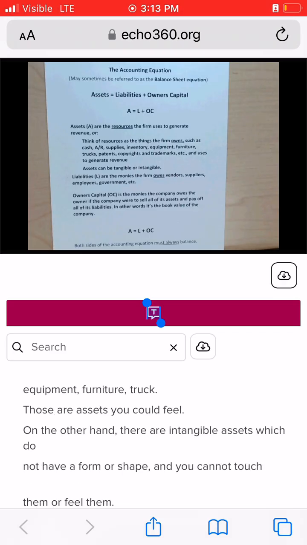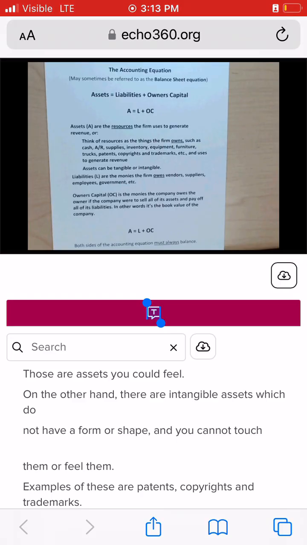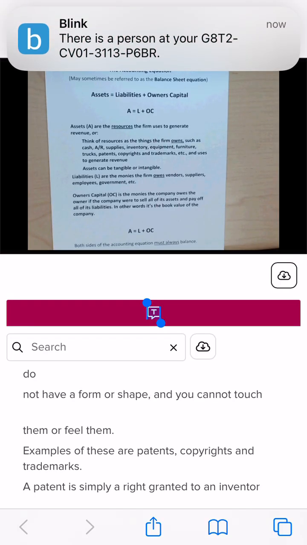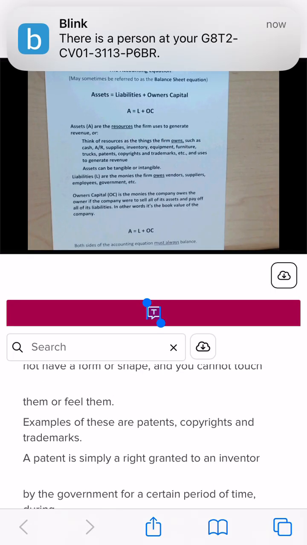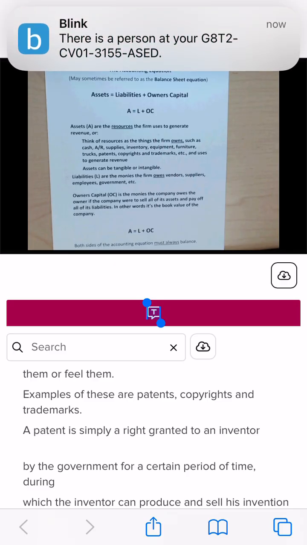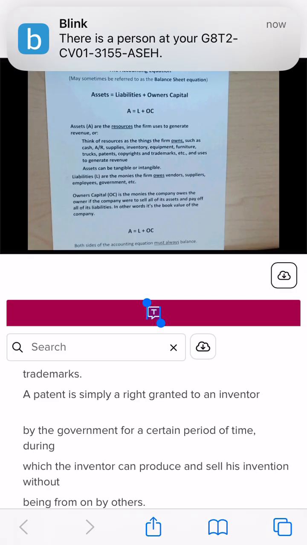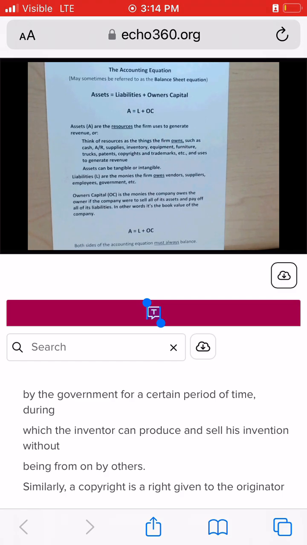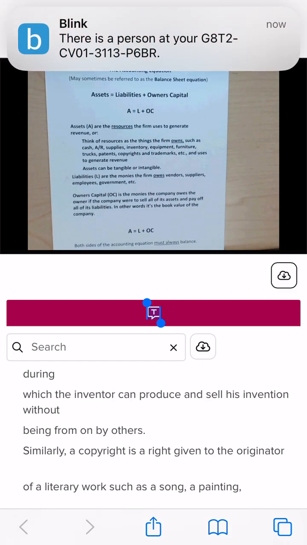A patent is simply a right granted to an inventor by the government for a certain period of time during which the inventor can produce and sell his invention without being infringed on by others. Similarly, a copyright is a right given to the originator of a literary work, such as a song, a painting, a novel, that enables the originator to produce his literary work and sell it, again, without being infringed upon by others.